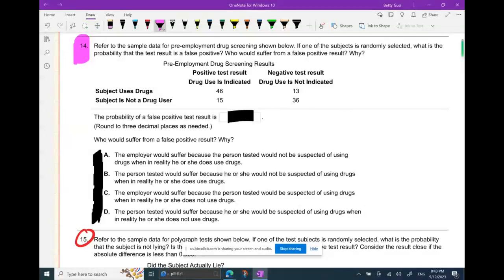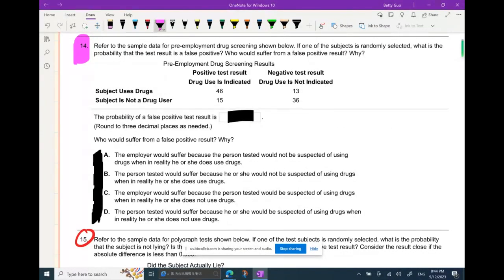When you see a table, that probably is empirical. Yeah, because it's from an experiment, from the result of a sample or survey, you know. Here, number 14, refer to the sample data for pre-employment drug screening shown below. If one of the subjects is randomly selected, what is the probability that the test result is a false positive?